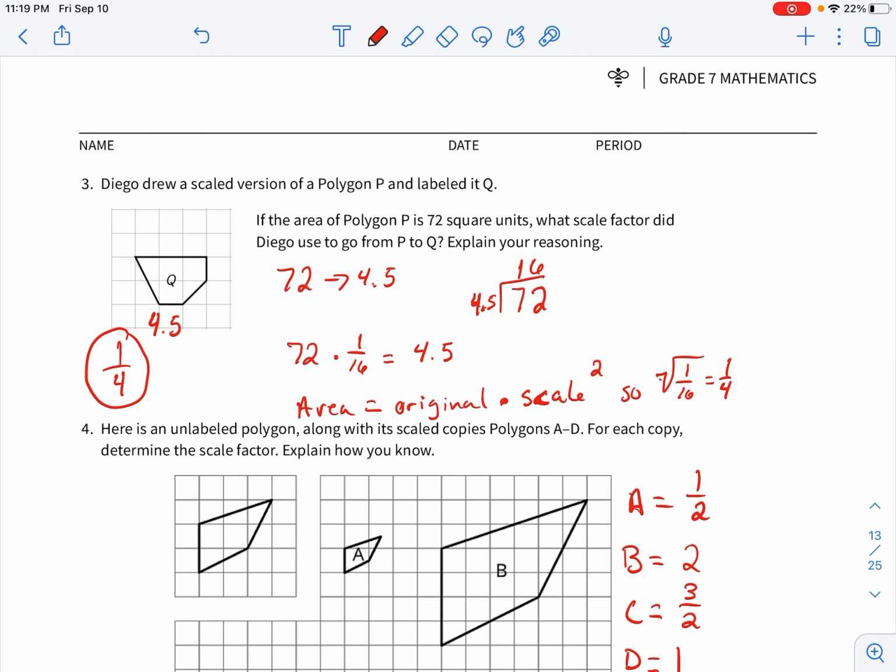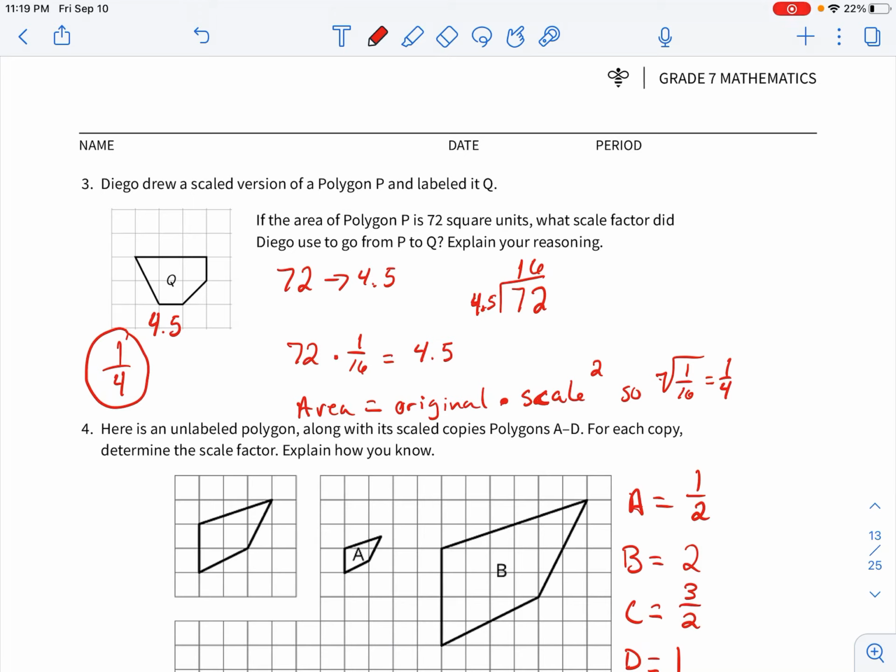All right, number 3, it says Diego drew a scale version of a polygon P and labeled it Q. The area of polygon P is 72 square units. What is the scale factor Diego used? What scale factor did Diego use to go from P to Q? Explain your reasoning.